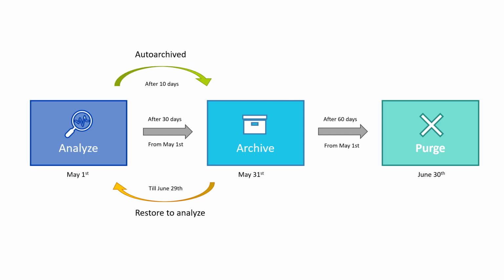When you restore a record, it is available for the restore period, that is 10 days for us. After this period is over, the record is auto-archived. On June 30th, after the 60-day archive period ends, this record will be deleted.